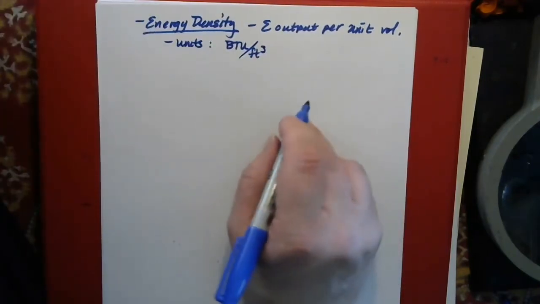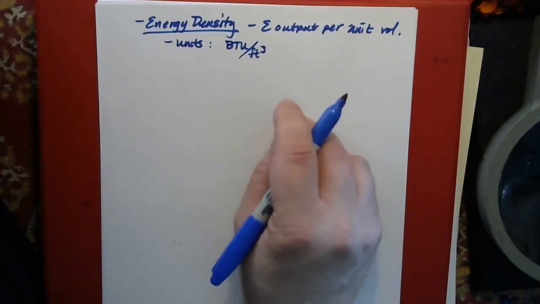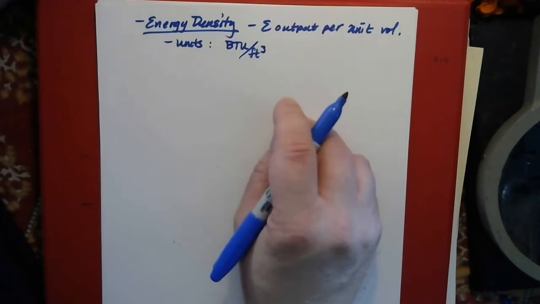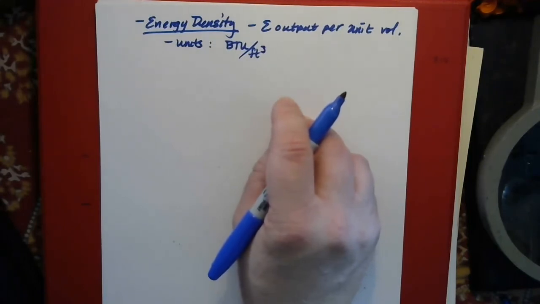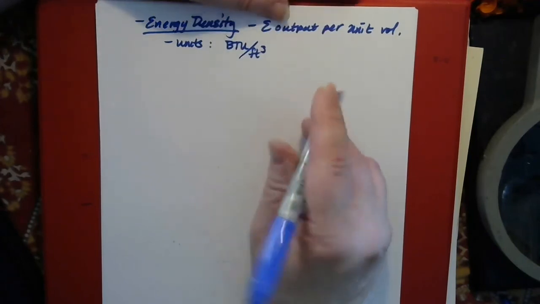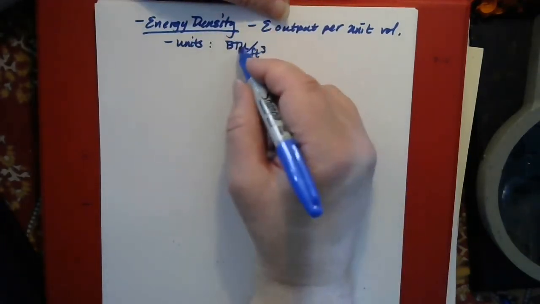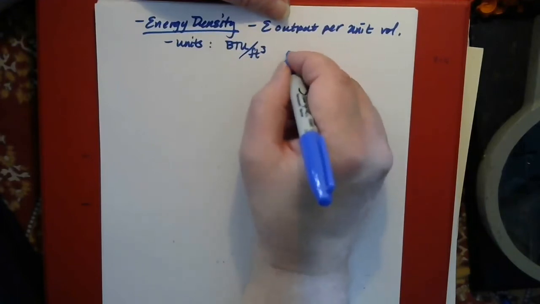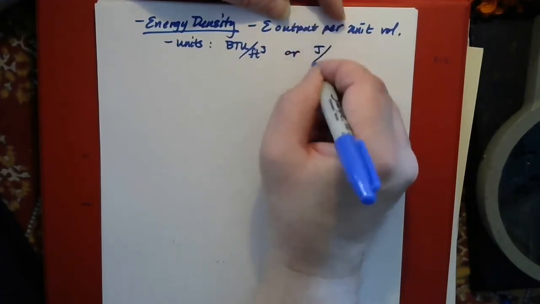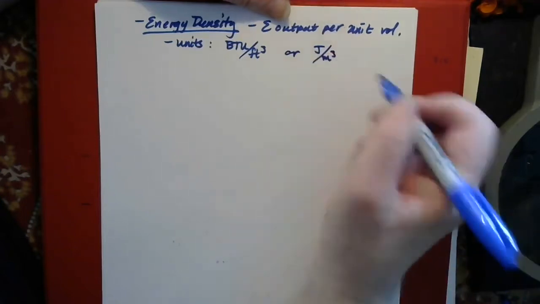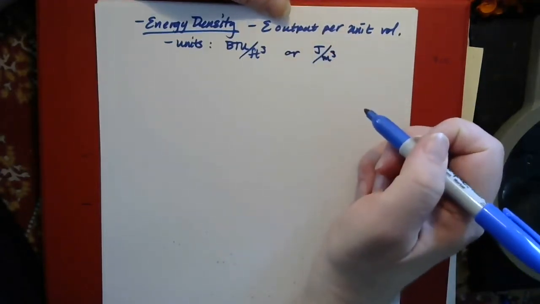Typically in engineering, at least until fairly recently, engineers like to use English units for some reason that escapes me. As a chemist, I'm used to using metric units. And once you get used to using metric units, you really can't believe that anybody would ever want to use English units. So anyway, the units would be BTUs per cubic foot, or if you want to use SI units, it would be joules per cubic meter.